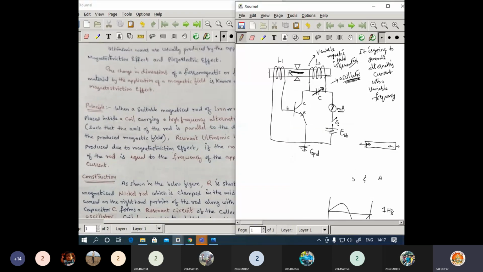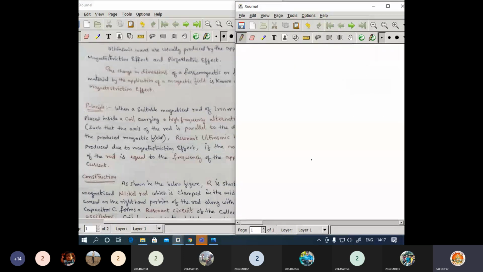Okay, now let us go with the second method, the piezoelectric method. Now here first you need to understand the meaning of this. Pressure is the meaning of piezo, and due to the application of pressure, you are going to experience an electric field. Electric field will be generated.